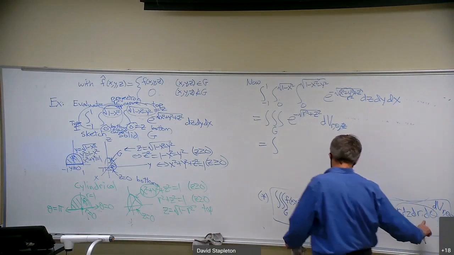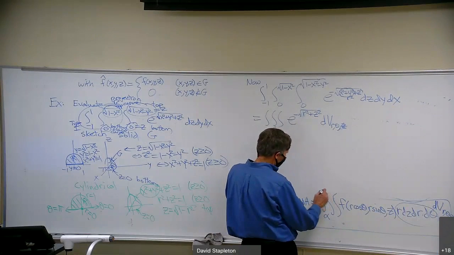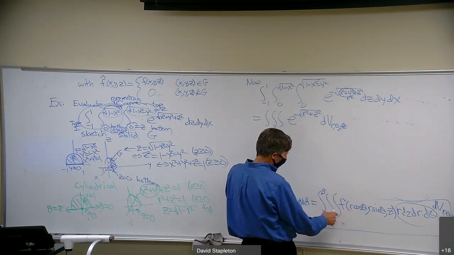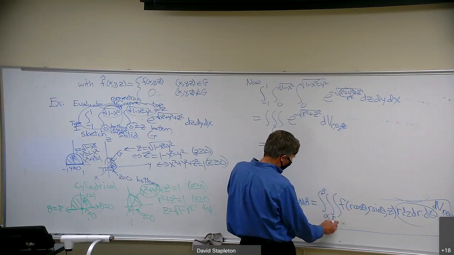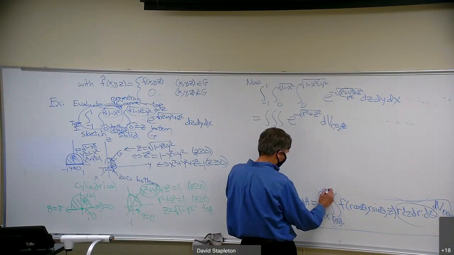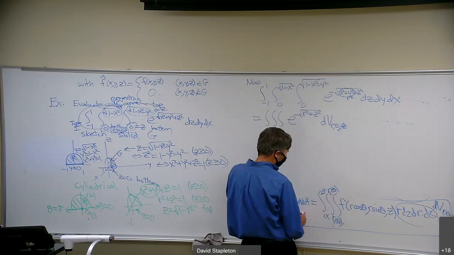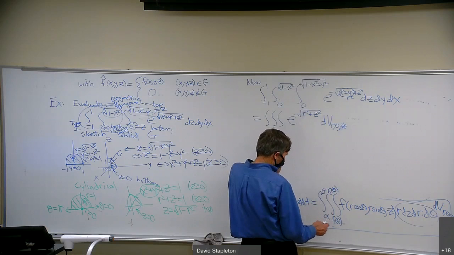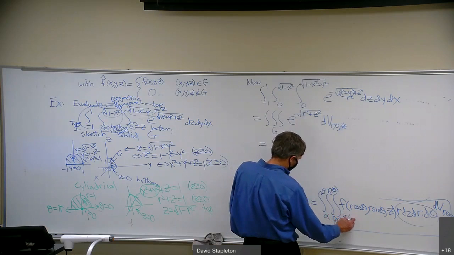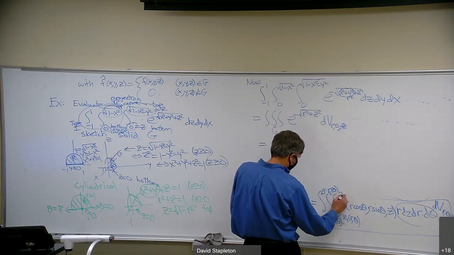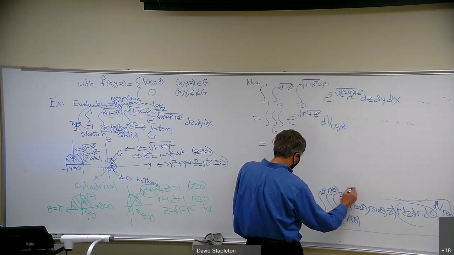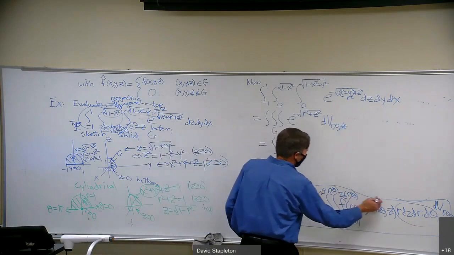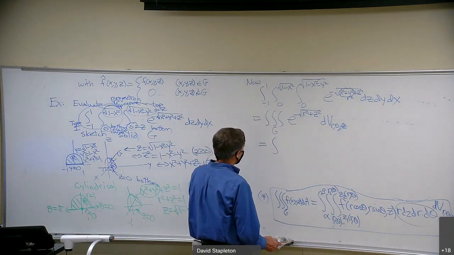If you put it in that order, then theta on the outside goes from the minimum angle to the maximum angle. R goes from the minimum radius, R1 of theta, thinking of the simple polar projection region, to R2 of theta in the simple polar projection region. And Z goes from the bottom surface, Z1 of r theta, to the top surface, Z2 of r theta. So that's the complete formula.